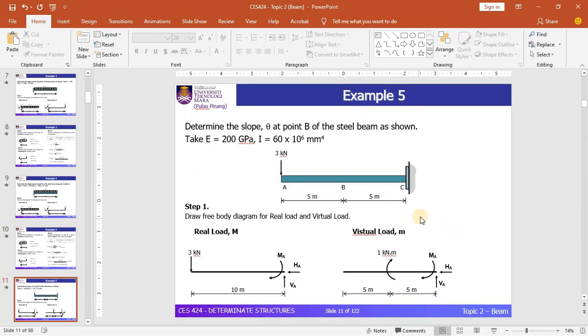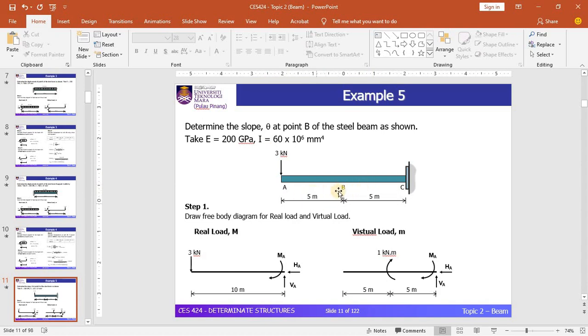Okay, so in this example 5, what you can see is that here we have a cantilever beam again, but it is applied by a 3 kN point load at point A, so at the free end of the beam. This time, we will calculate the slope angle at point B, which you can see is at the mid length of the beam.